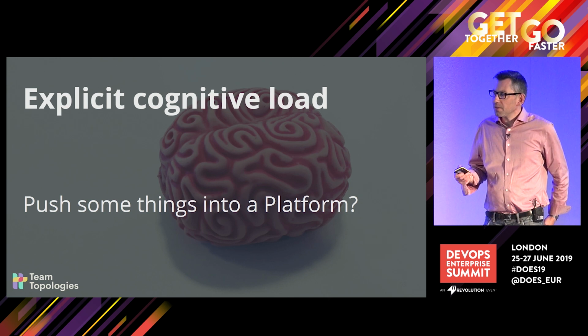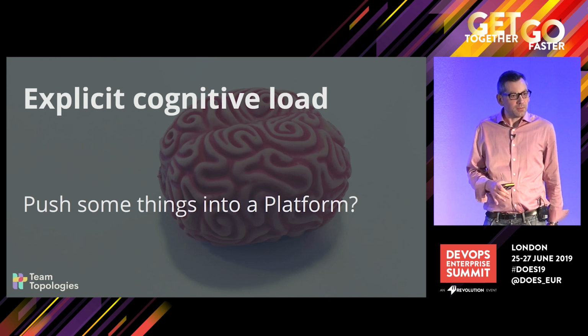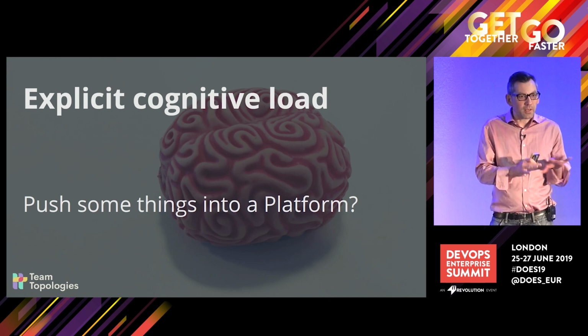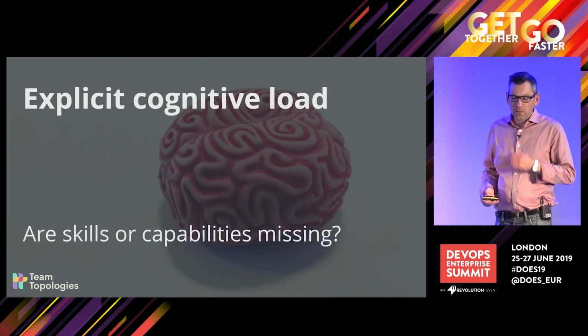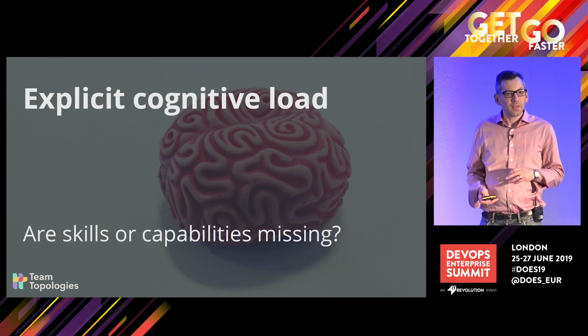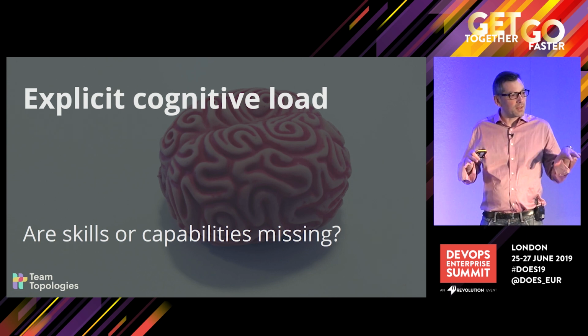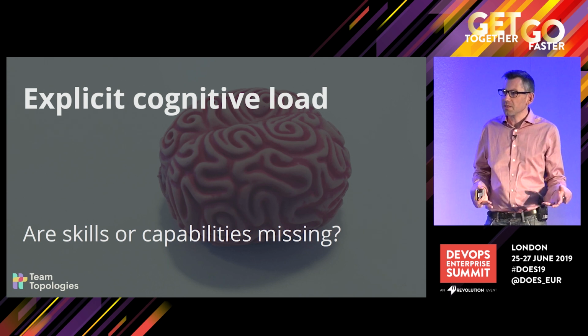Could there be some things that are candidates for pushing into a platform? Don't rush ahead and do it, but come up with a candidate list to start with and have some conversations. We're looking for missing skills or capabilities. It could be that within the team there are actually missing skills. It could be that actually the organization as a whole has missing skills.